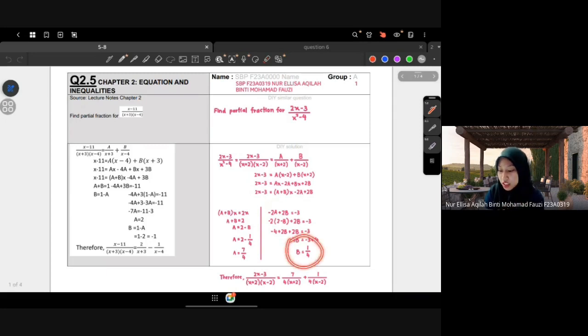which then gives us the value of b, which is 1 over 4. Then we solve for a, and we got a equals 7 over 4. So the partial fraction decomposition of 2x minus 3 over x squared minus 4 is 7 over 4 times x plus 2, plus 1 over 4 times x minus 2.